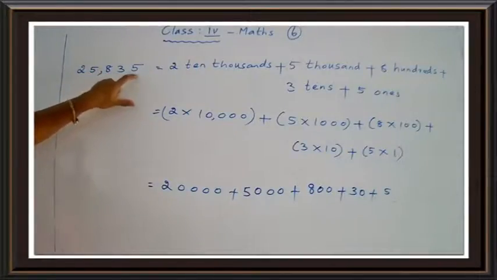Okay children, we add all this. What is the answer? 25,835 only will come.